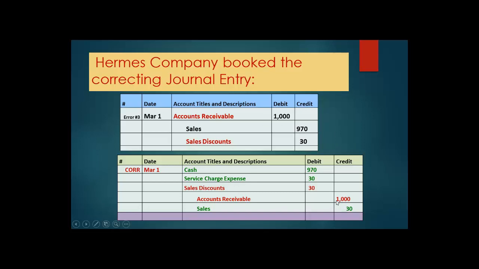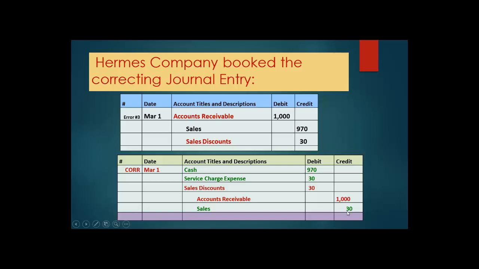And now I want to get cash, which will be debited at the reduced amount. Remember, we had a service charge. So we're going to debit service charge expense for the $30. And sales should be credited for $1,000. So I'm going to add another $30 to the sales account.